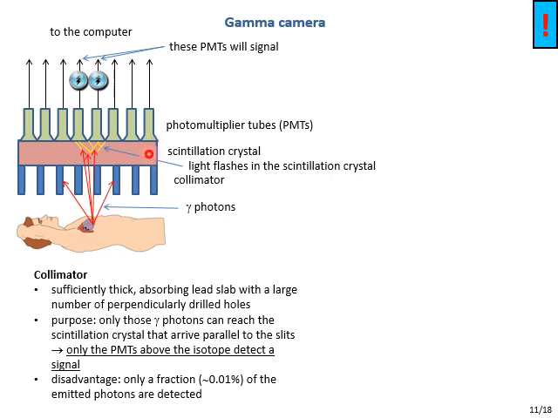And this second part of the device is the scintillation crystal, in which the gamma photons produce scintillations or light flashes, so visible photons, and these visible photons are detected by photomultiplier tubes.